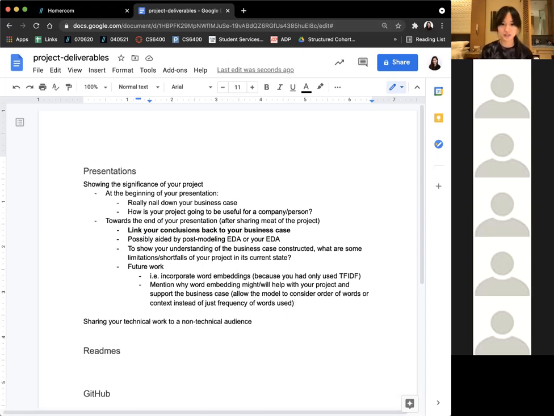Because let's say your model is a TF-IDF model and it performs great, and maybe there's a specific scenario where the context doesn't matter as much. I don't know, I can't think of anything right now. But yeah, you want your future work to be more thoughtful in that respect. So really take some time.